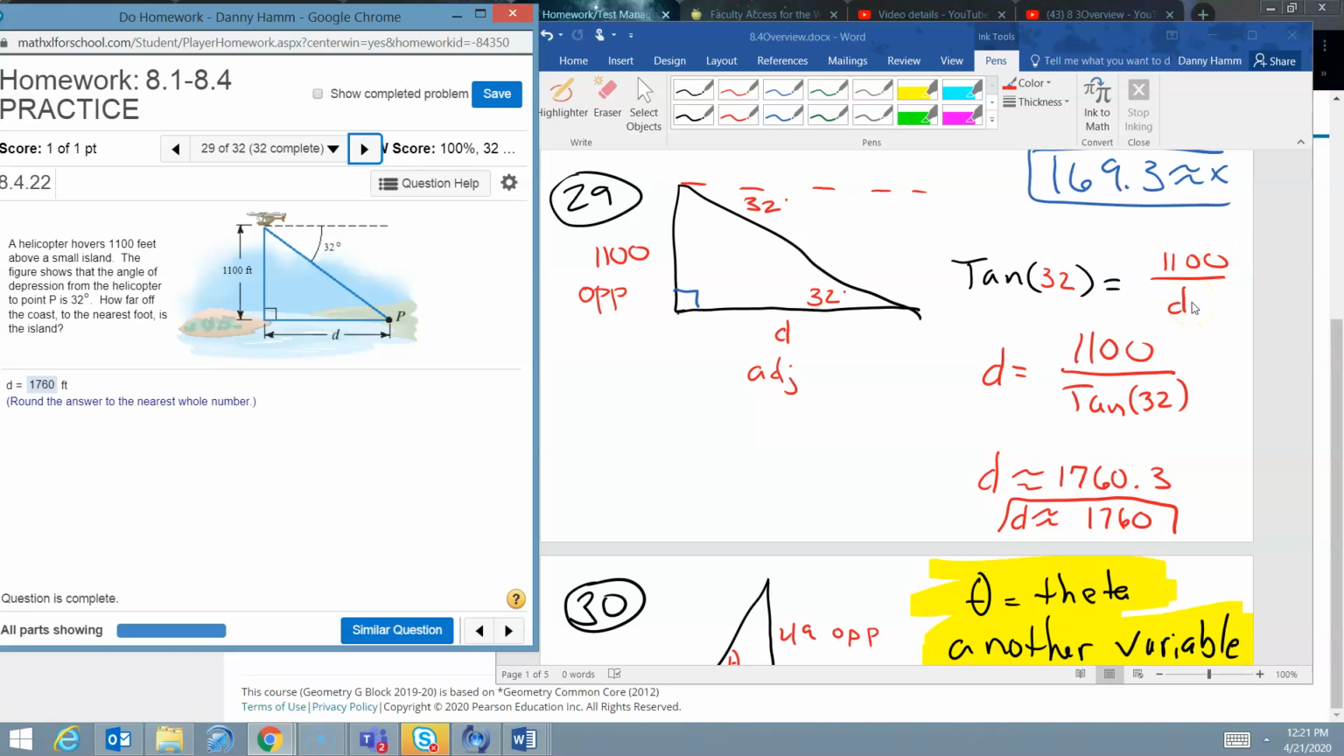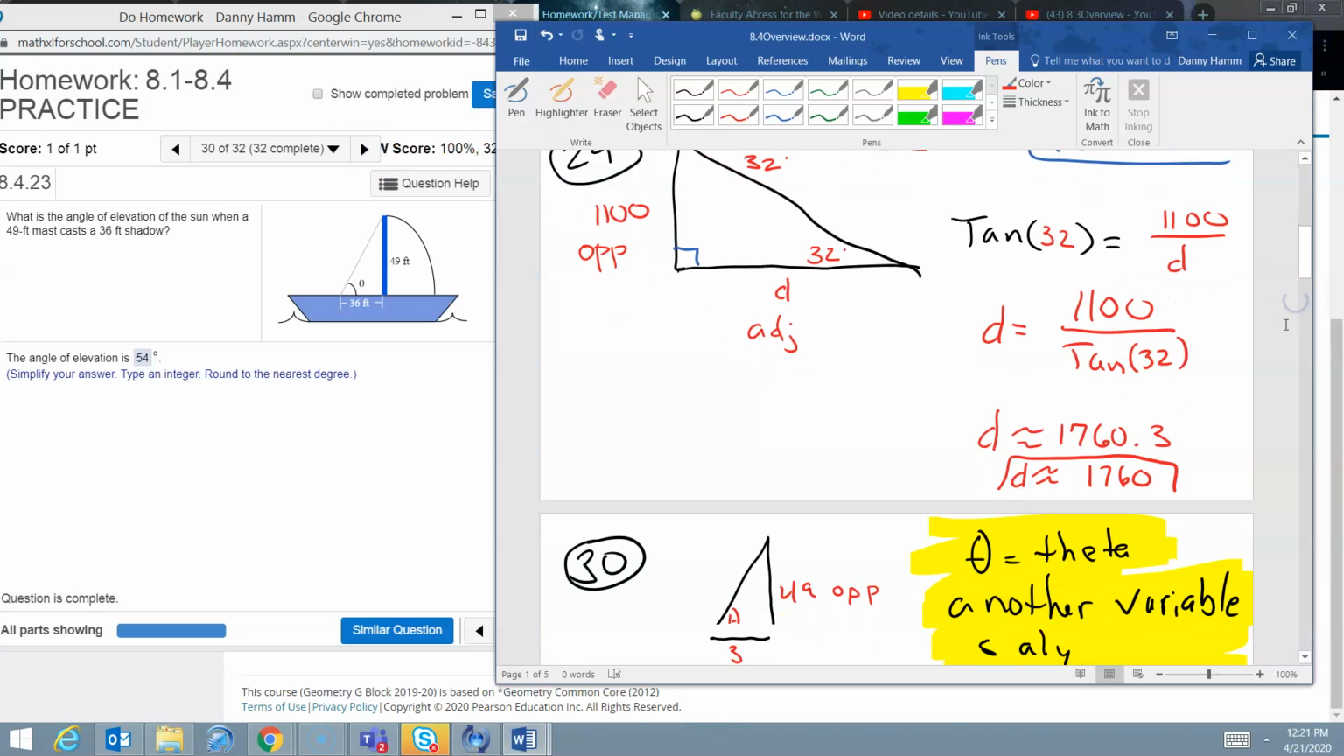So far, we've always multiplied when solving this step. Here is when we're going to have to divide. So our known is on top, our unknown is on bottom. So that's a dead giveaway. So in order to solve this, we have 1100 divided by a tangent of 32 to give us our distance of our adjacent side there, which is rounded to 1,760.